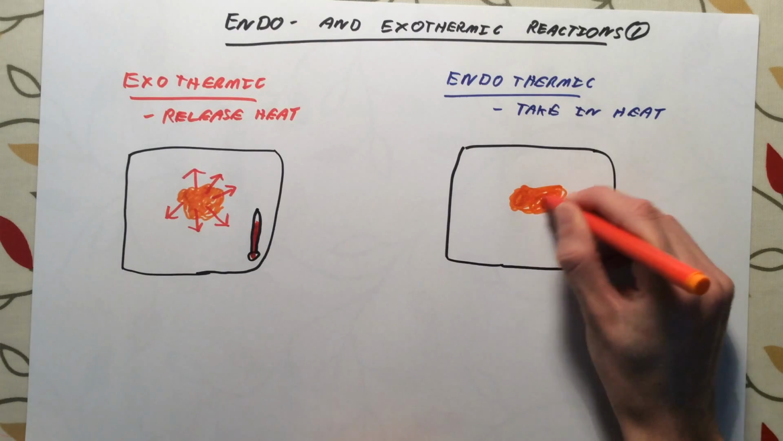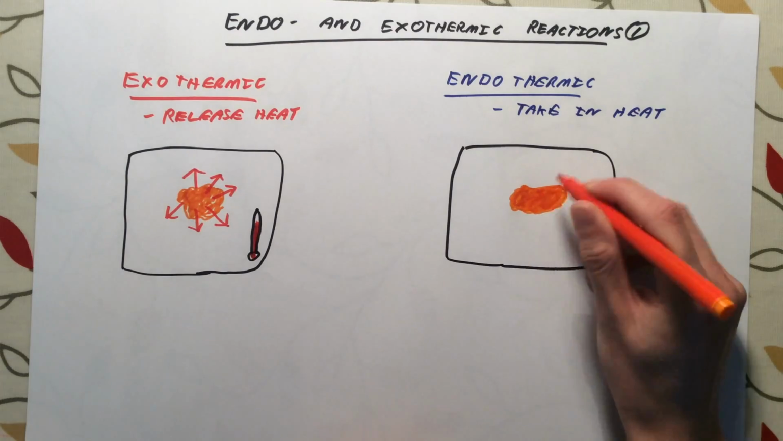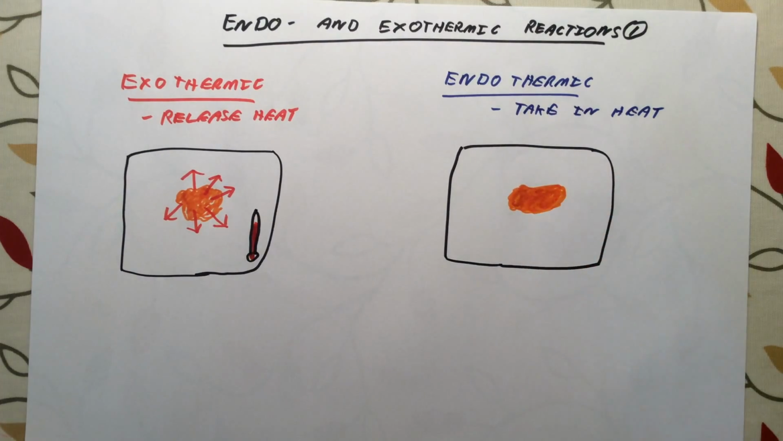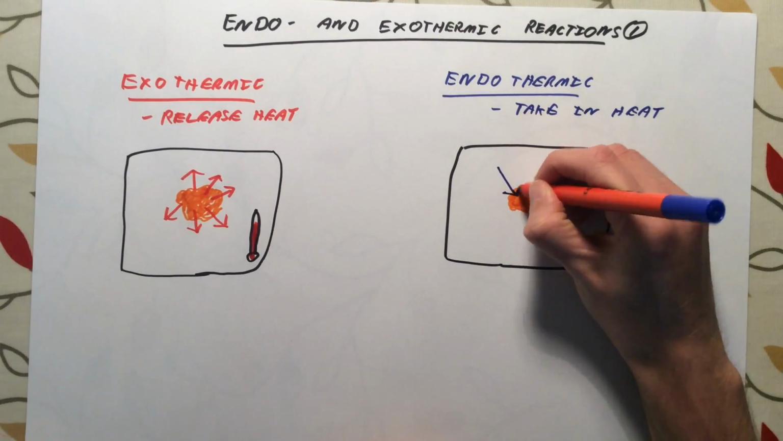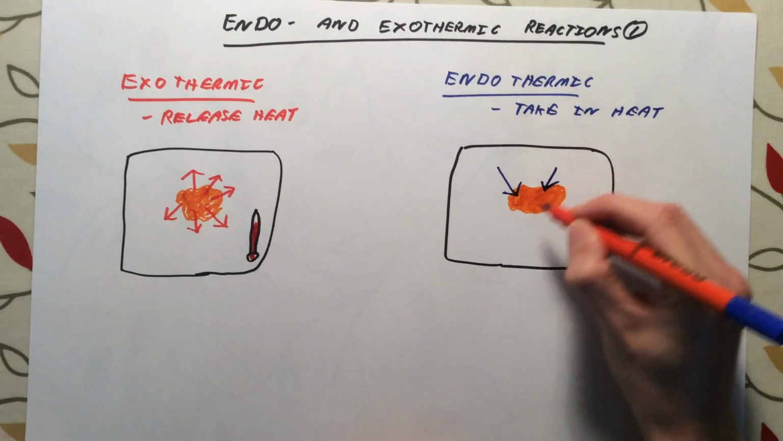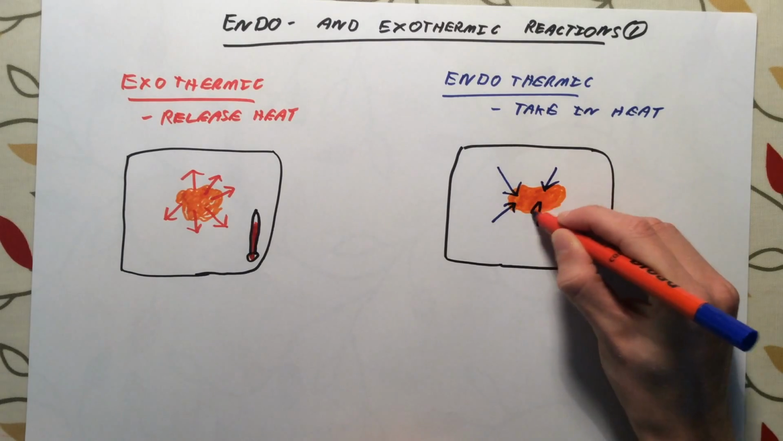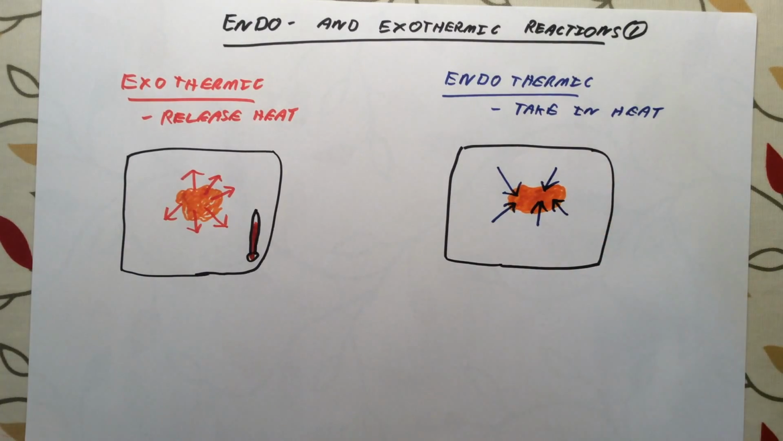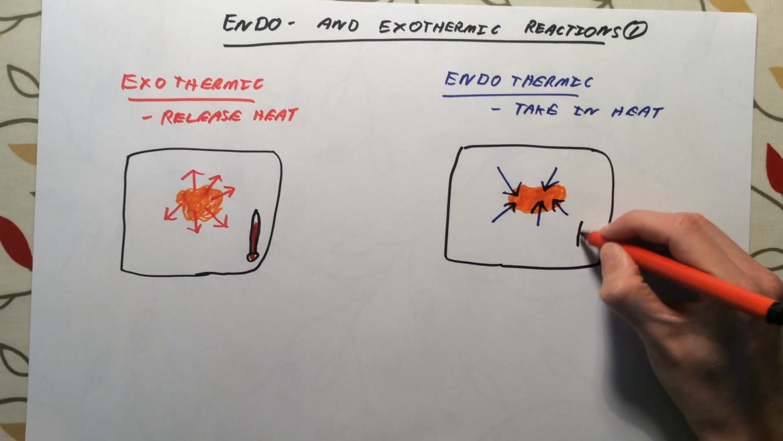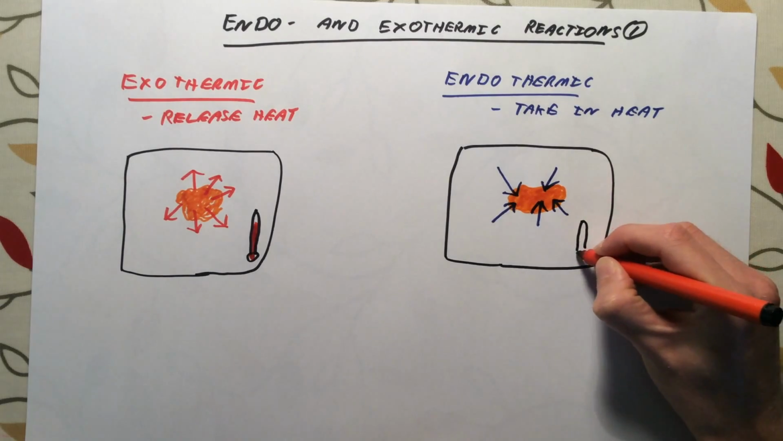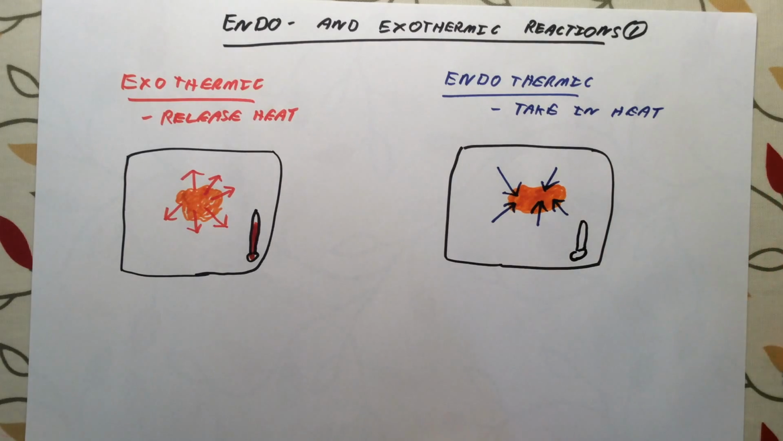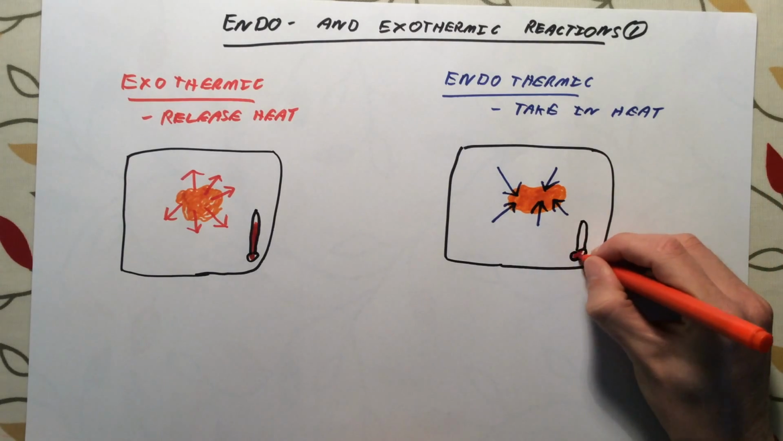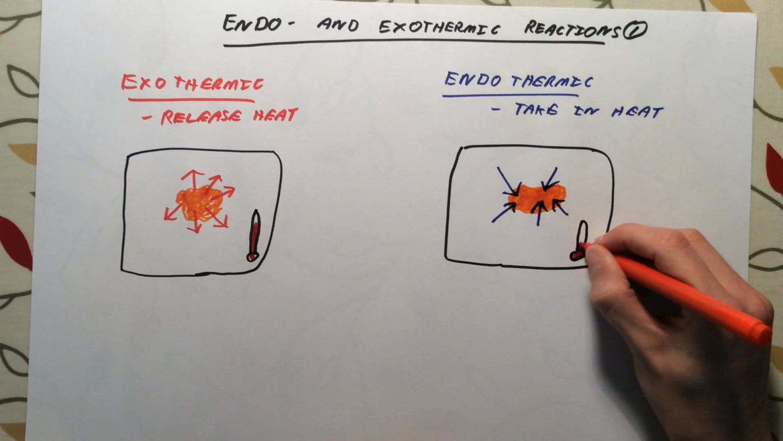Okay, so this time I've got my chemical which is going to do an endothermic reaction, and this time it is going to be taking in heat energy from the surroundings. So over the course of this reaction, heat energy is taken in. If you were to measure the amount of energy left in the system using a thermometer, it would look like the temperature would decrease.